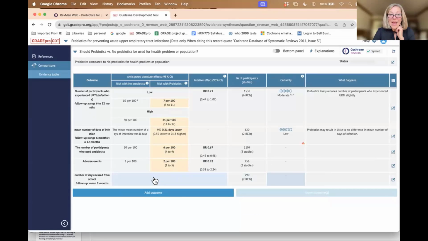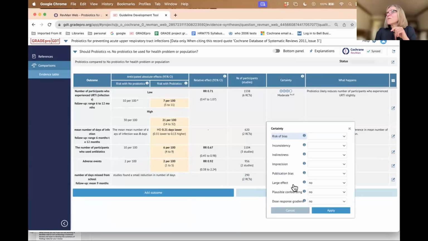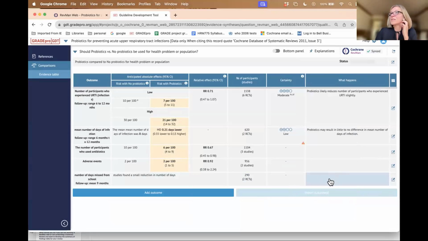So that's great. And here I could click on the field and then just enter that studies found a reduction, maybe I'll say a small reduction in number of days. So I'm really just filling that in and apply it. And I still have to assess the certainty of evidence. I would go through that whole process, and I would still come up with a statement at the end. So here's an outcome. We didn't have data in a statistical analysis, but I still have it there.